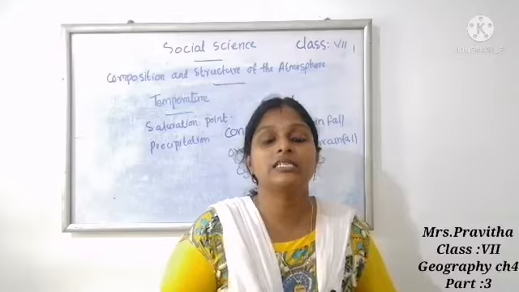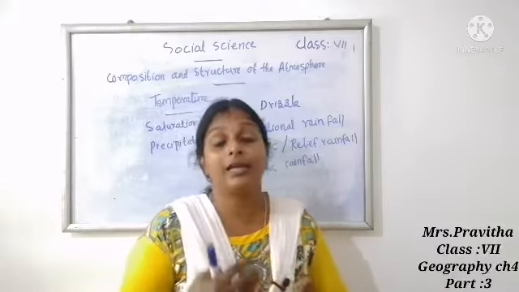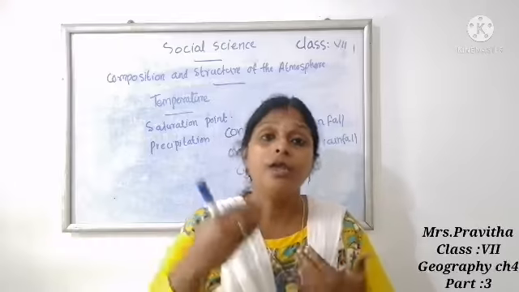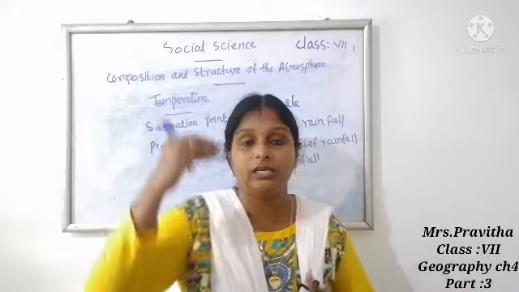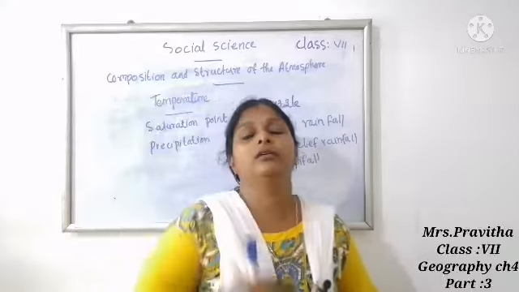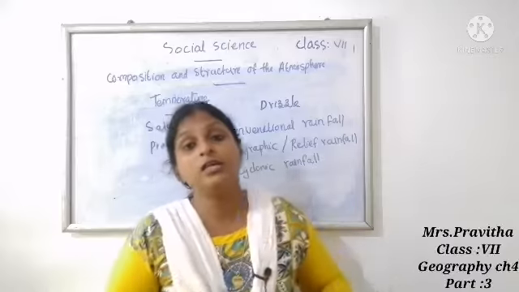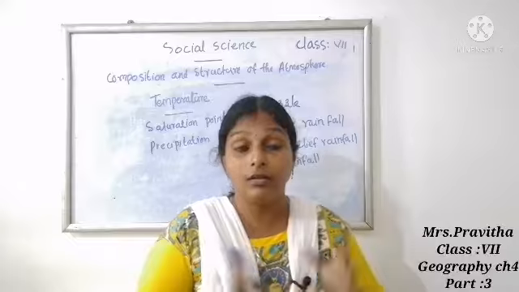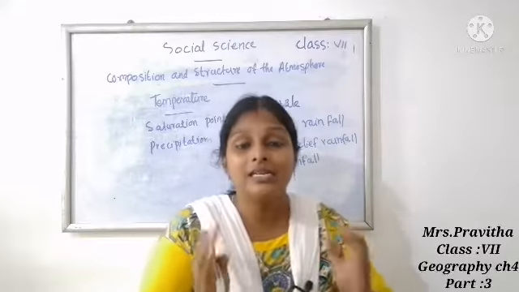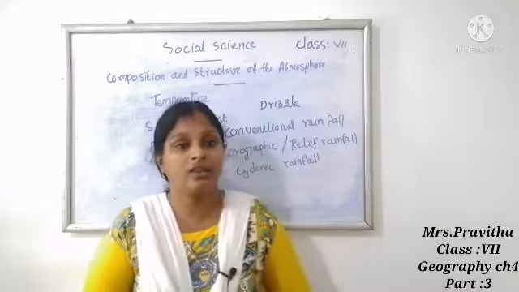So what is convectional rainfall? When the hot air expands, what will happen? It will rise up to high altitude and it forms thick clouds that cause sudden torrential rainfall. That is known as convectional rainfall.